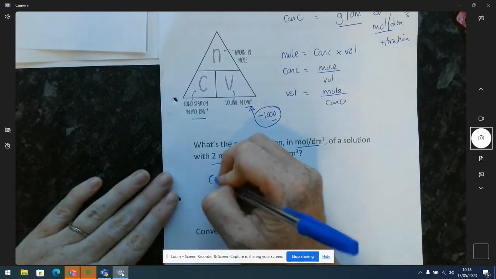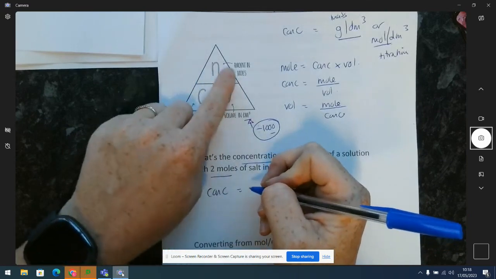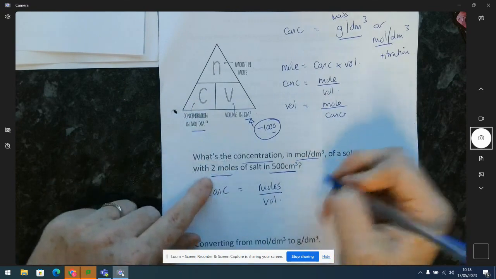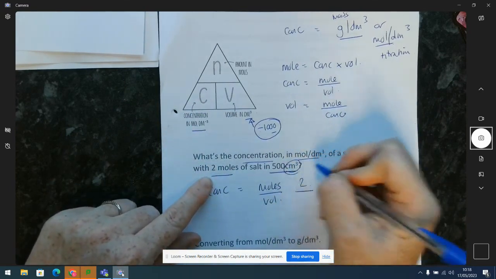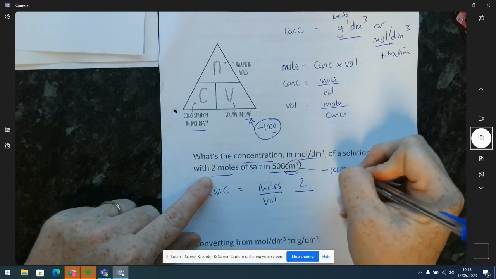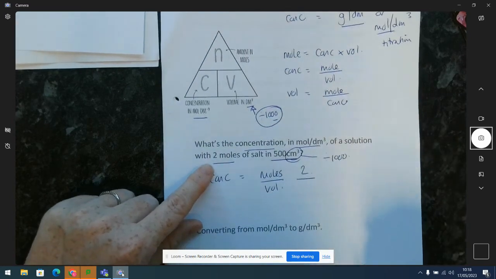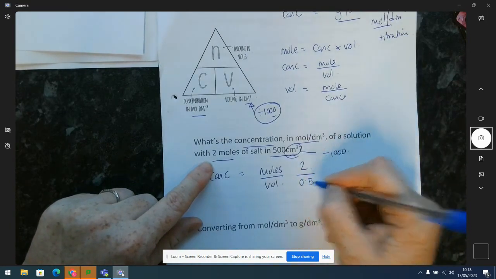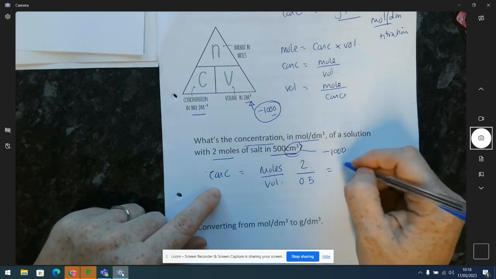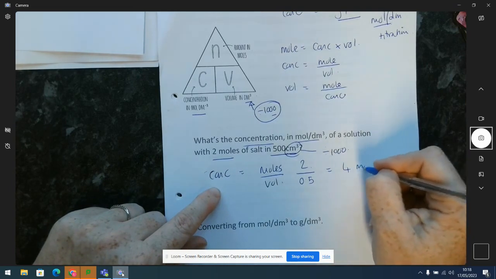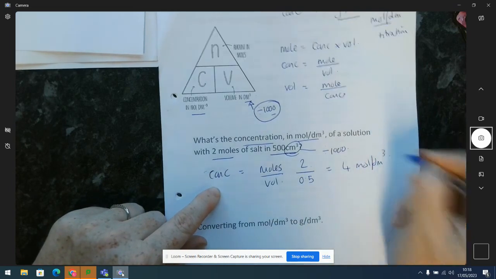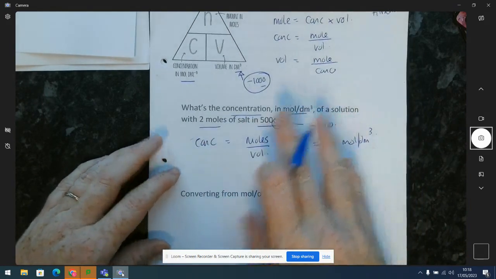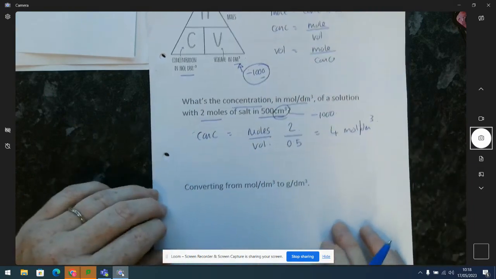So I'm being asked to calculate concentration, which if I look at my triangle is moles divided by volume. My mole value is 2. My volume value, though, I've got to divide it by 1,000 because it's not in decimeters cubed. So I divide that by 1,000, and that would give me 0.5, which is then going to give me a concentration of 4 moles per decimeters cubed. Okay. Now, when it comes to titration questions, though, it's a little bit more complicated, and I'm going to show you that on the next page.